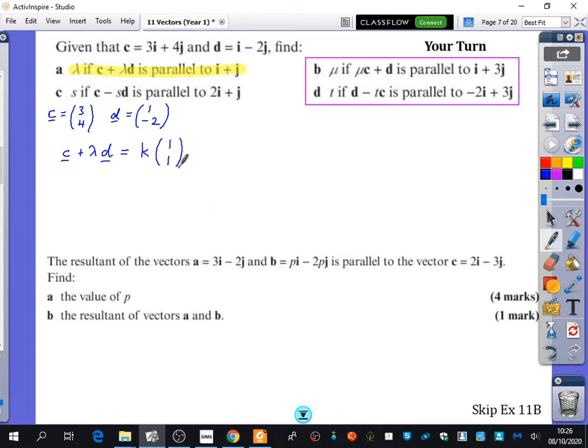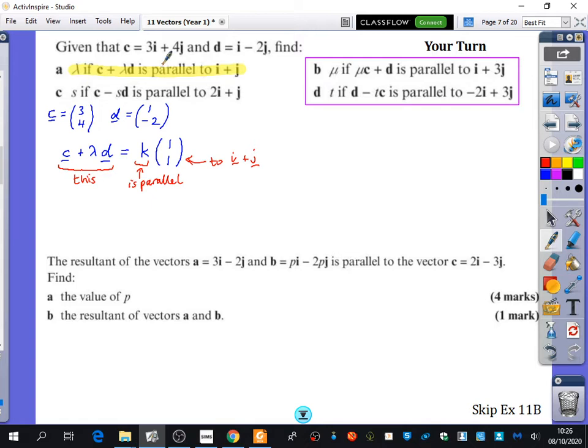I'm going to write what this actually means underneath, because people last year found this difficult. So I'm saying that this is parallel to i plus j. If you didn't have the k in there, what would I actually be saying? That they're equal to each other. That they are not just parallel, that they have the same direction and the same length. But I don't want them to have the same length. I just want them to be parallel to each other.